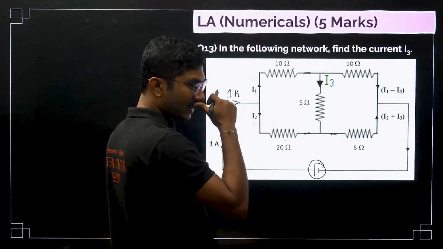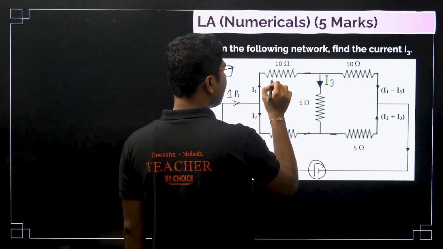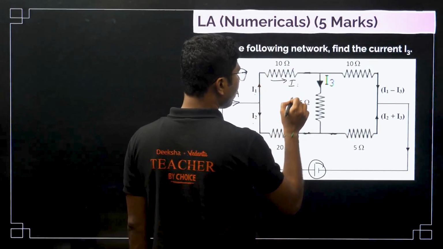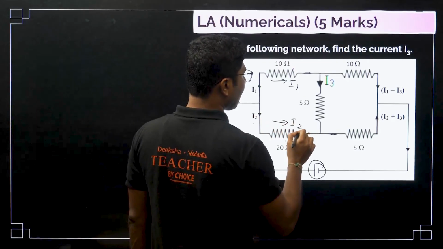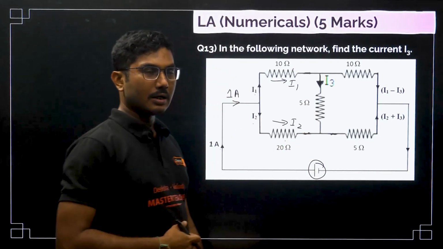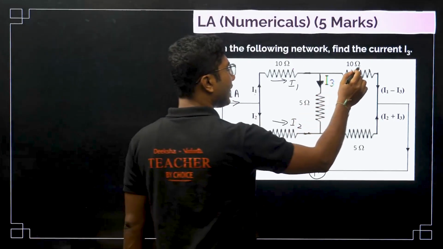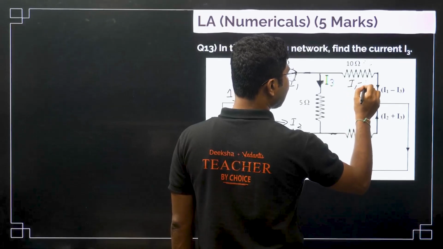and it is dividing into 2 branches. One current is I1, another current is I2. So if I1 current goes here, the same current must go through this as well, and I2 current must go through this as well. Now I3 current is passing through this intermediate resistance. So what will be the current through this? So current through this will be I1 minus I3.